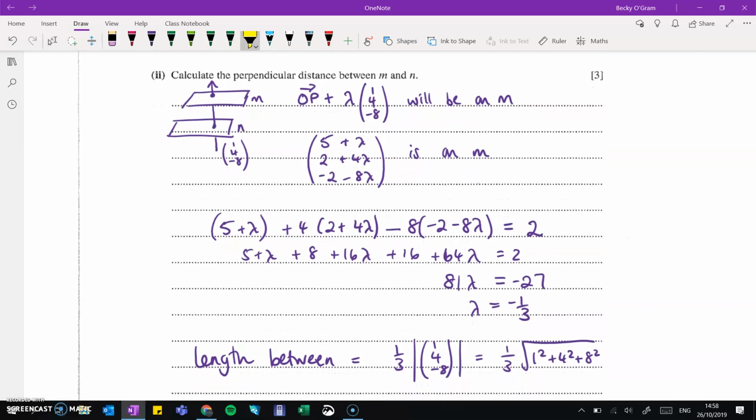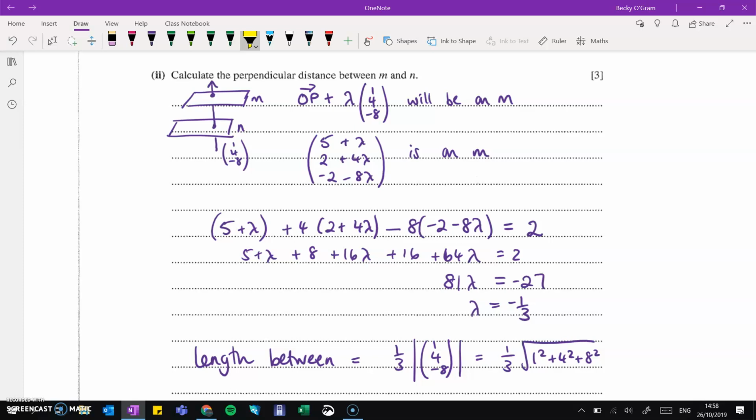So we've got to calculate the perpendicular distance between M and N. So we've got these two planes here. How I've thought about this, and there's probably multiple ways to go around this, as there always is with vector questions, is that we've got this plane where P is on N. We were told that in the first question.